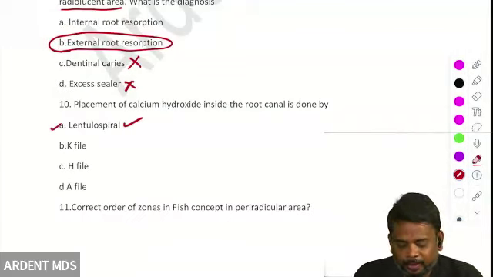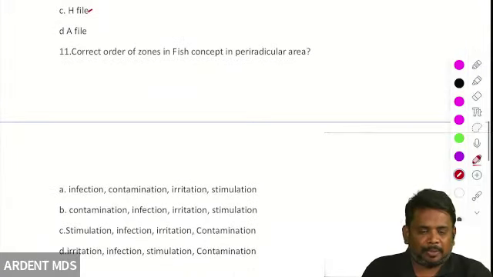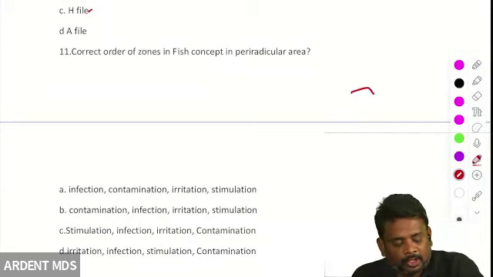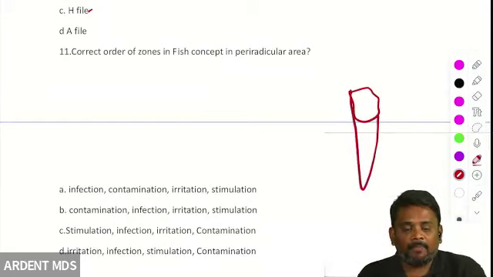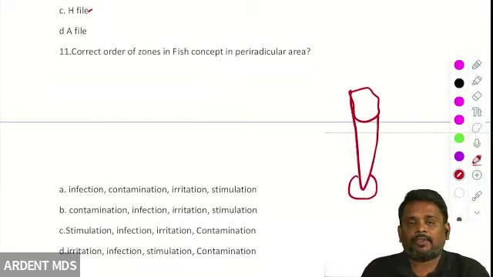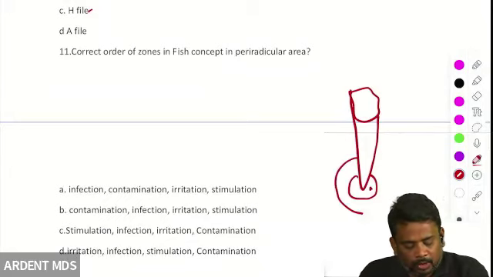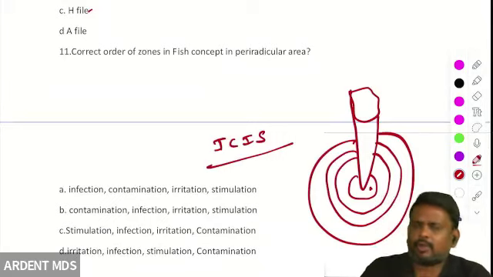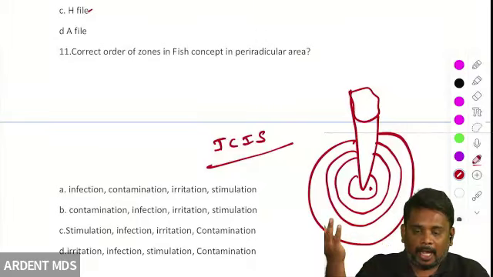Right. What is the correct order of the zones in the fish concept in the periradicular area? This question is probably something you prepared for your viva in third year, final year, multiple times during your BDS, right? So the fish concept is usually present in the periapical area. You have the four zones: zone of infection is the first zone, then zone of contamination, zone of irritation, zone of stimulation. So infection, contamination, irritation, stimulation, and probably this is a very important question. Each zone contains what type of cells? That is also a commonly asked question.